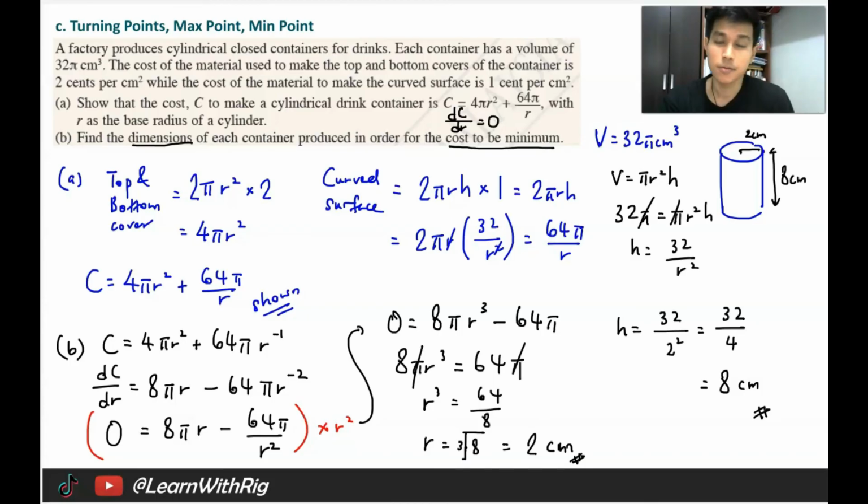So we are basically done with these two main subtopics that we are supposed to cover here: turning point, maximum point, minimum point, as well as finding the gradient and equation of tangent and the normal.